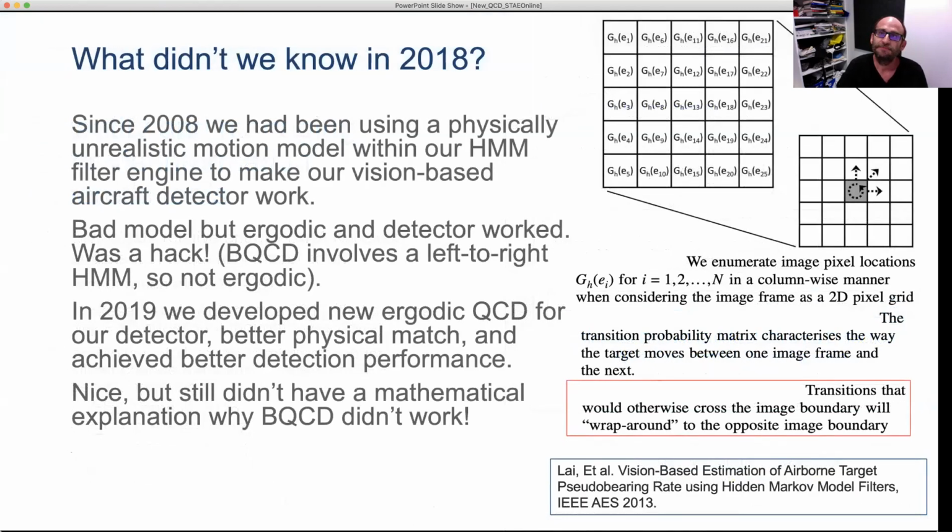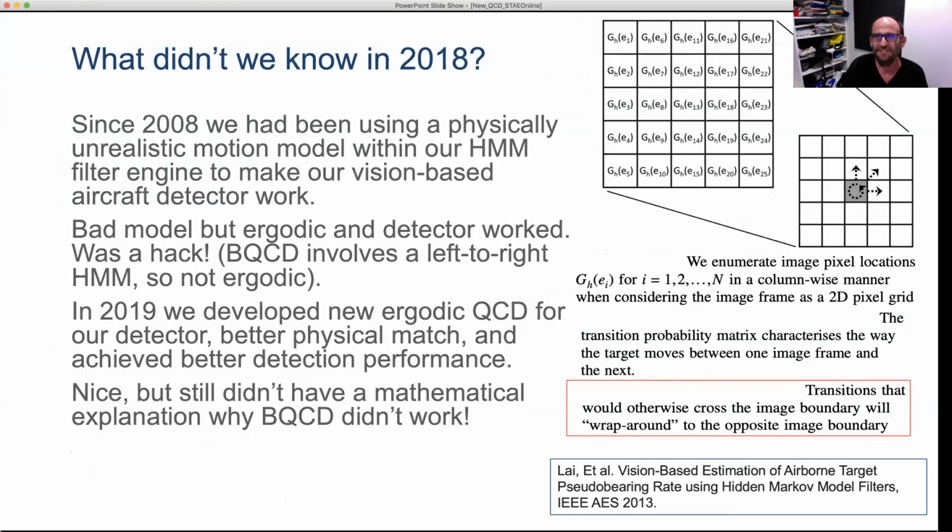So I felt like we understood some things, but what didn't we know? We reached this point in about 2018. Since 2008, in our vision-based aircraft detection system, we're using an HMM to approximate motion, and that's okay. That's one level of approximation. It's discrete, and the aircraft motion is continuous.